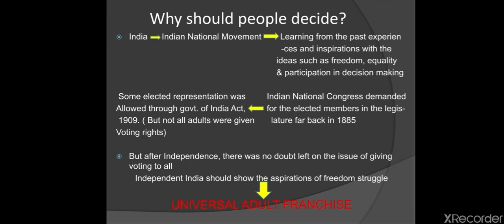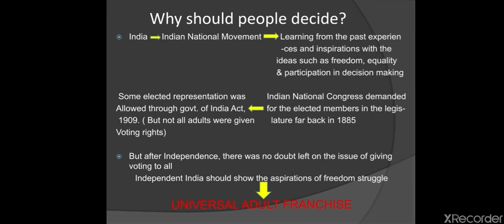So, from where these ideas came, you know that long before, India was under the British rule and the East India Company came and they ruled India for a long period of time. So, at that time, also, the people of India were not given freedom, they were not given equality, and they were not allowed to participate in decision making. So from there only, we have seen that situation of that time.